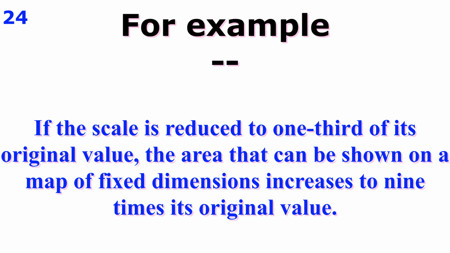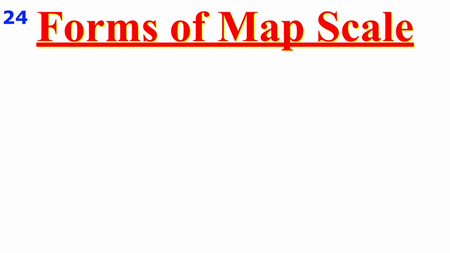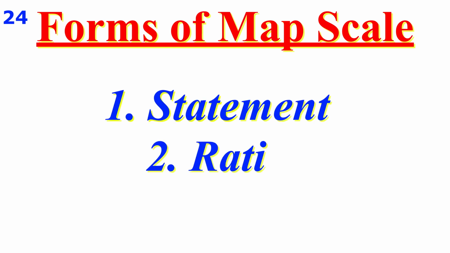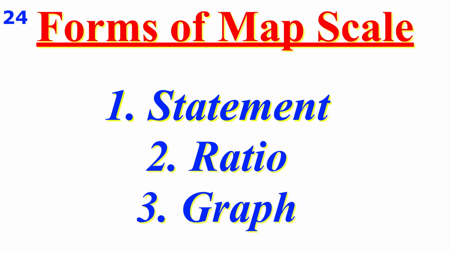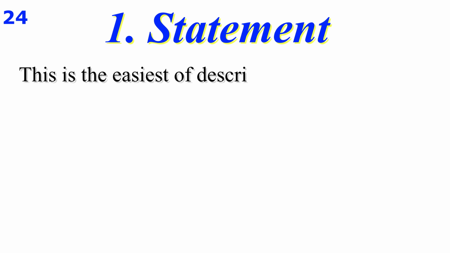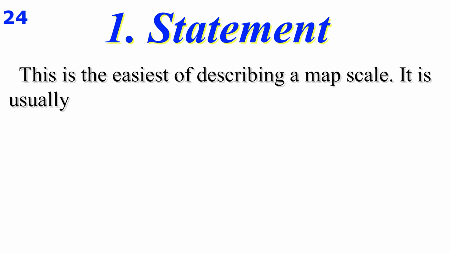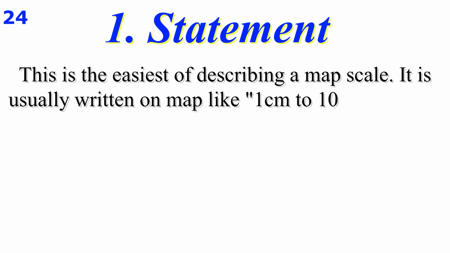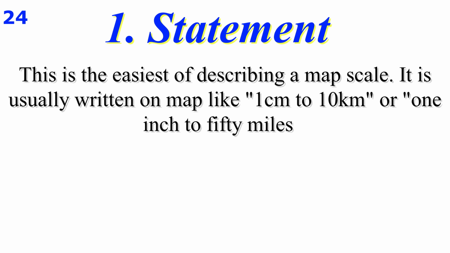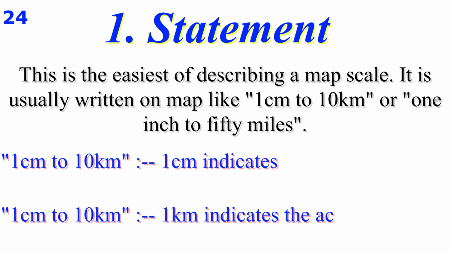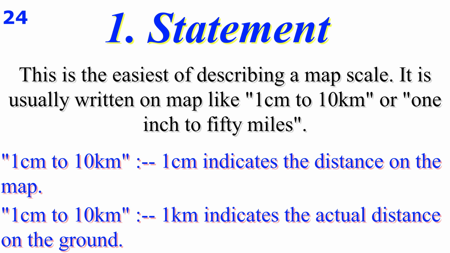Clear? Friends, map scales are represented in 3 forms: a statement, a ratio, and a graph. A statement. This is the easiest method of describing a map scale. It is usually written on maps as 1 cm to 10 km or 1 inch to 50 miles. The value on the left-hand side of the statement always indicates the map distance.